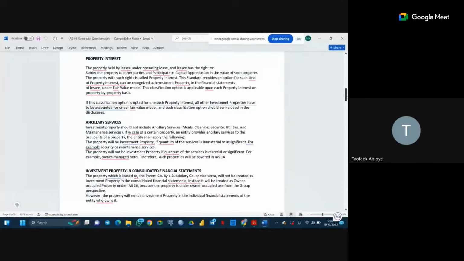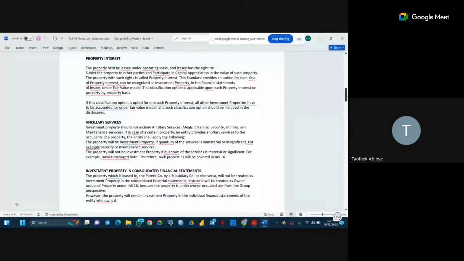Give an example of auxiliary services like meal, cleaning, security, utility, and maintenance service. If an entity provides auxiliary service to the occupant of a certain property, the entity shall apply the following. The property will be investment property if the quantum of the service is immaterial or insignificant, for example, security. This property will not be investment property if the quantum of the service is material. A clear example of this is a hotel.